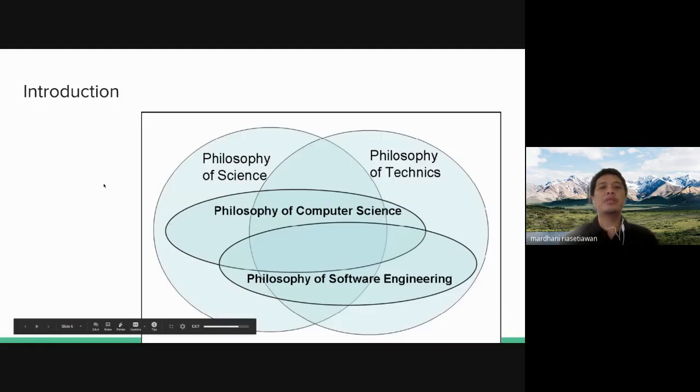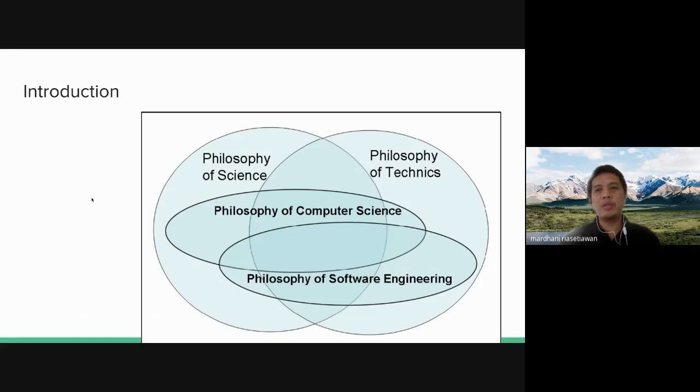Now, we will discuss the introduction first, the first topic. When we discuss the philosophy of computer science, the first question is where is the position of our discussion? Where is the philosophy of computer science? This image describes that when we discuss the philosophy of computer science, actually we are in one family, the big family of philosophy itself.